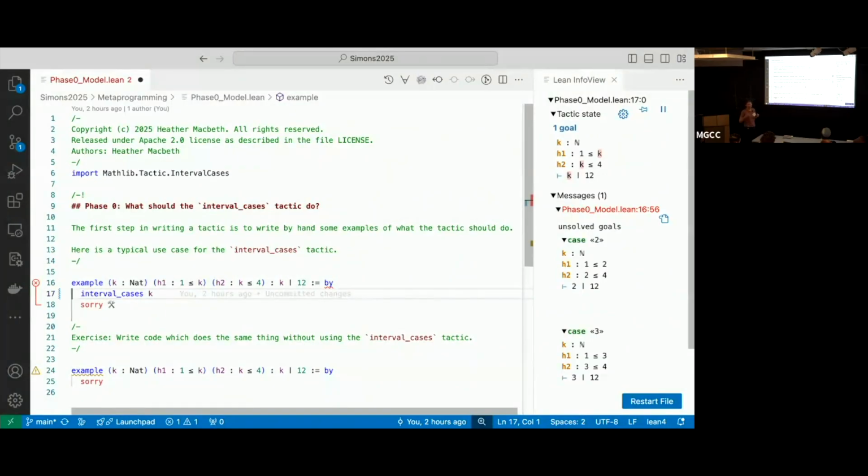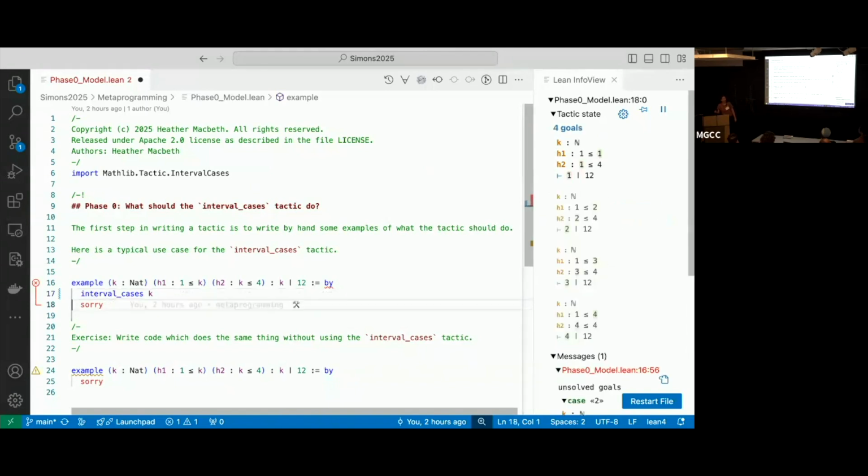And so you want to be able to do a case split, and that's what this interval cases tactic does. After I run interval cases, on the right, I have 4 goals, showing that 1 divides 12, 2 divides 12, 3 divides 12, and 4 divides 12. So this is a very natural sort of operation to want to perform on a proof state, the state of taking a bounded natural number and expanding into the cases that that bound implicitly corresponds to.